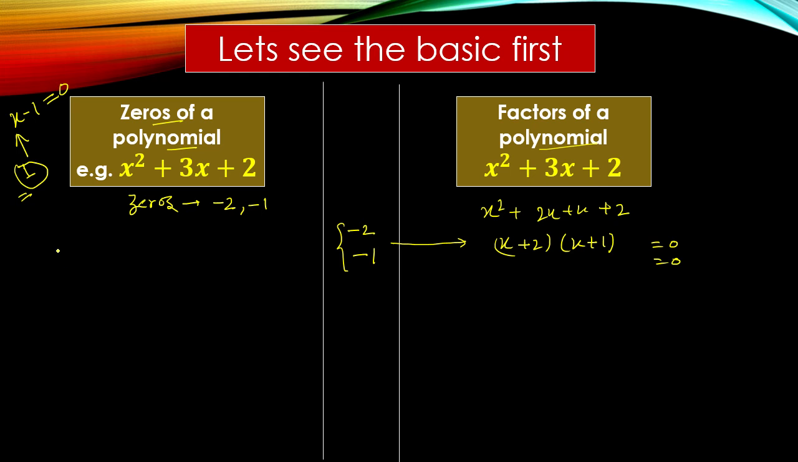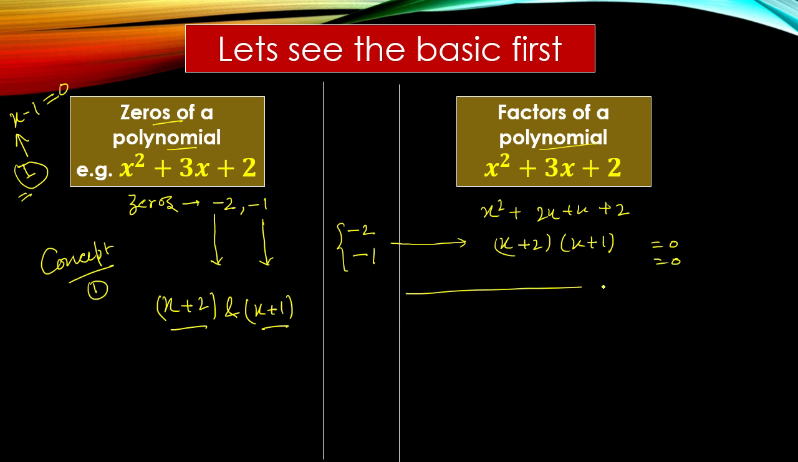Now here we find concept 1. What is concept 1? Change the sign of the zeros and associate with the variable. I am changing the sign of minus 2 and associating with the variable, so we find the first factor. Changing the sign of the second zero and associating with the variable, we find the second factor. So if you have zeros of the polynomial, change the sign of the zeros, associate with the variable, and you will get the factors. Concept 1 we have done.